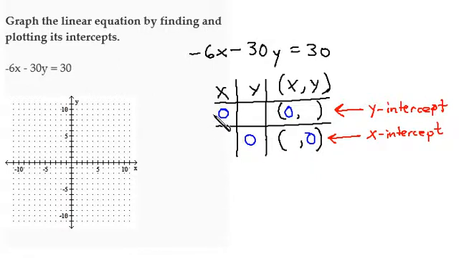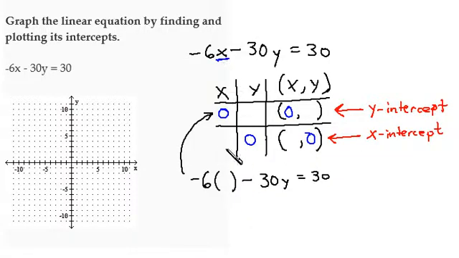Okay, let's work on the y-intercept first. What this is asking us to do is replace x with 0. I'm reading this equation from left to right. When I say x, I'm going to replace x with open parentheses. Negative 6x minus 30y equals 30. Now, what we've set up from our coordinate table is to replace x with 0. And now we're going to solve this equation for y.